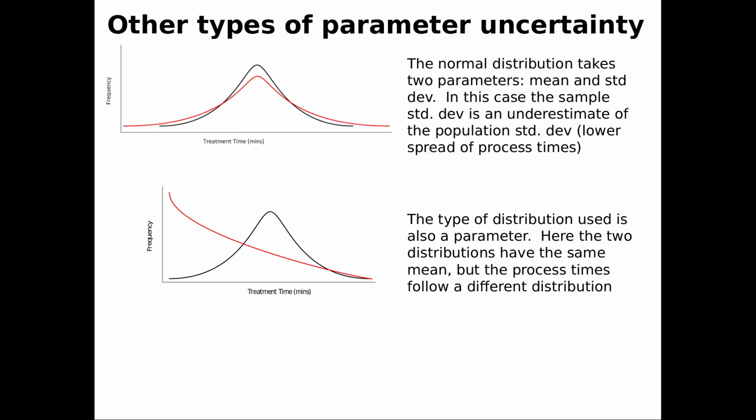Let's not forget another type of parameter that we're putting in our distributions: the distribution itself. We're making an assumption about the distribution that is going to best represent the variability within our data. And I can tell you now, if you're assuming the normal distribution for things like treatment times, you're using the wrong distribution. But nonetheless, it might be that we're using completely the wrong distribution. Here we see an example. These two distributions have exactly the same mean, but a completely different shape to the curves.